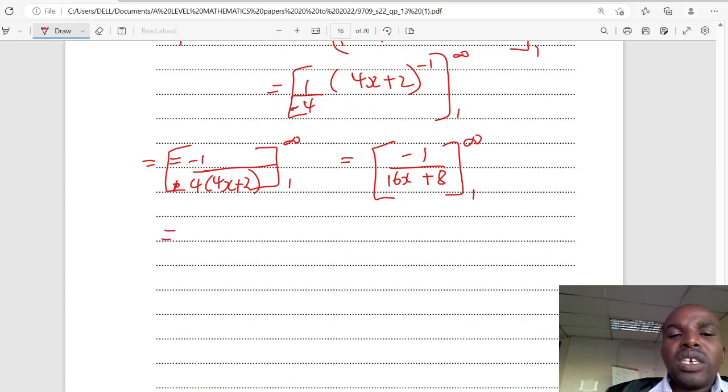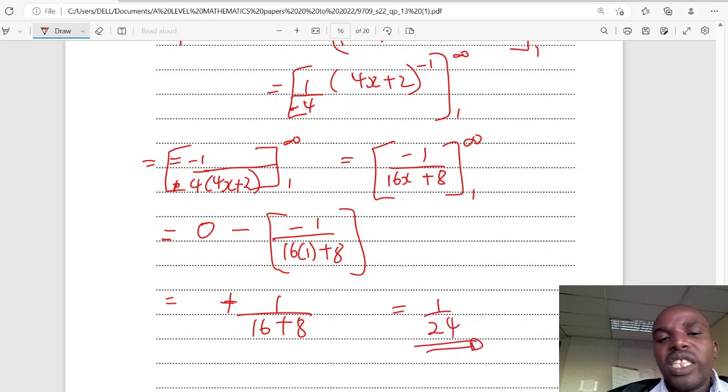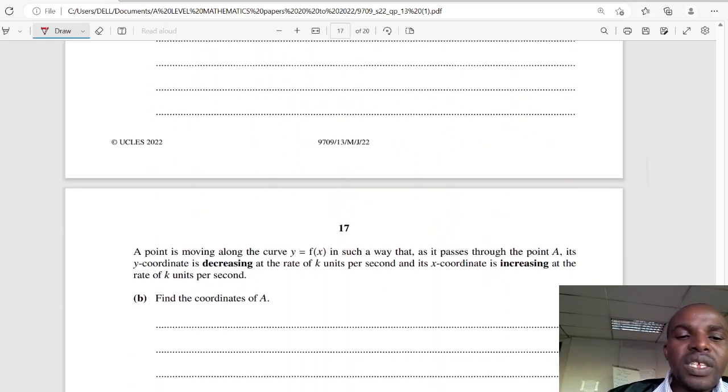Then put infinity, you just say it approaches 0. So it will be 0 minus. Then you put 1. So it's minus 1 over 16 times 1 plus 8. So it will be minus, then minus, it will be plus here in this case, right? So it will be 1 over 16 plus 8. 16 plus 8 is 24. So it's 1 over 24. Then this will be your integral, done.